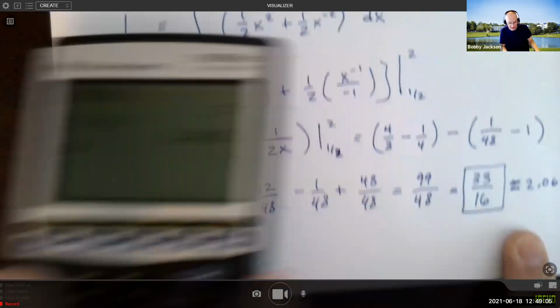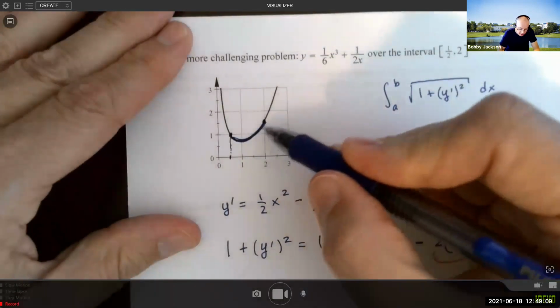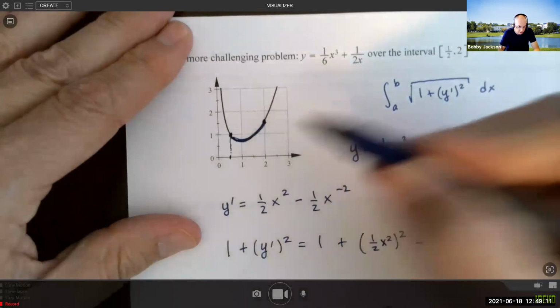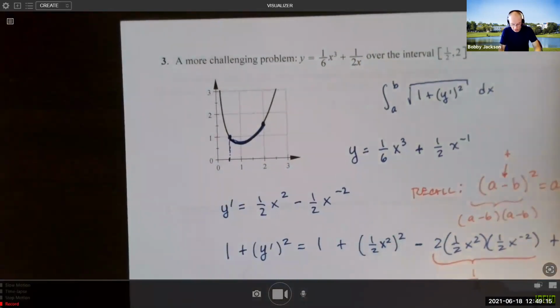So that is the length. Does that seem reasonable that that length is just over 2? Yeah, it seems reasonable looking at the picture and the dimensions there. Okay, so that was a much harder one.